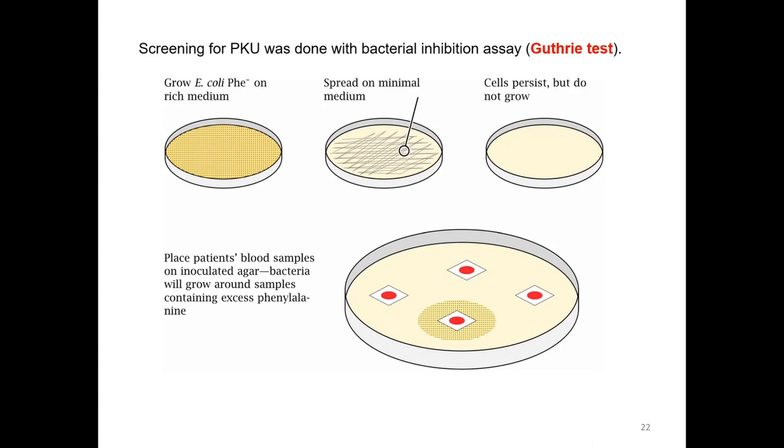So then if there's a colony growing around the blood spot, we know that in the blood drop there's phenylalanine. And if there's phenylalanine in the blood, it's because the person is affected by PKU. Okay, that's why there'd be phenylalanine in their blood.